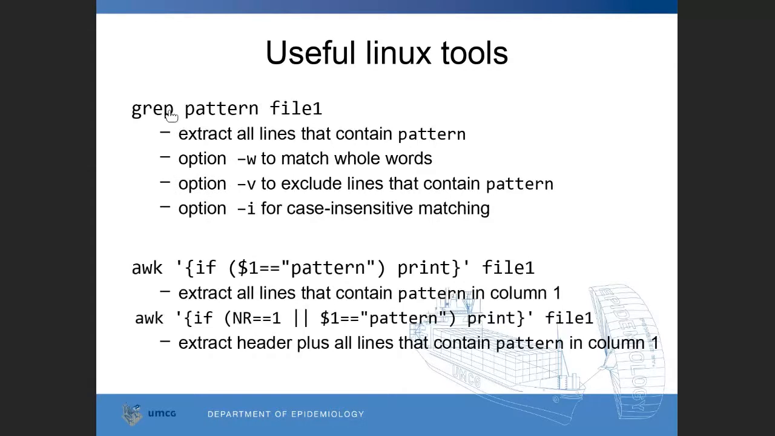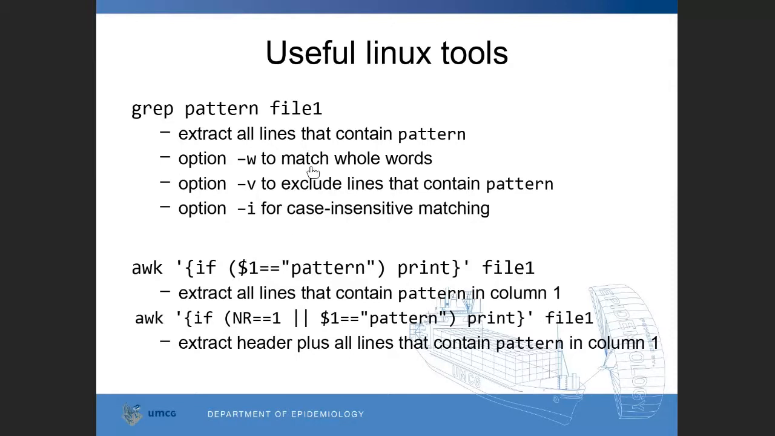And another useful tool is the grep command. I already showed it. That extracts all lines from file 1 that contain the pattern. The result will be the whole line. There are different options that are convenient. The minus w is to match whole words. The minus v is to exclude lines that contain a pattern, so that's the inverse actually. And the minus i option is for case insensitive matching.